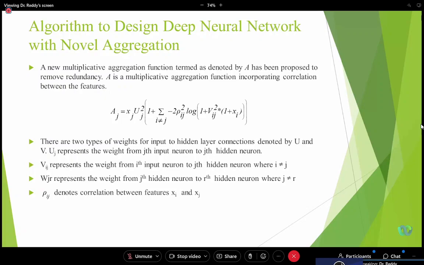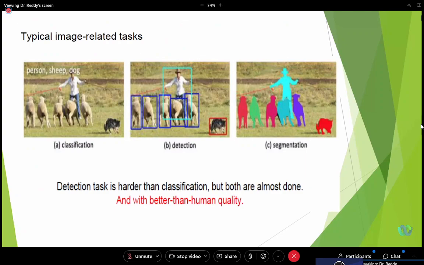So here Vij represents the weight from the ith neuron to the jth neuron. Obviously, they are not equal. The other weight represents the weight from the jth hidden neuron to the ith hidden neuron. And rho_ij represents the correlation between the features Xi and Xj. So now, when you are making such a correlation, it will be very easy for you to talk about certain conclusions. And when you are identifying the features, getting some knowledge from the features makes it easy for you.